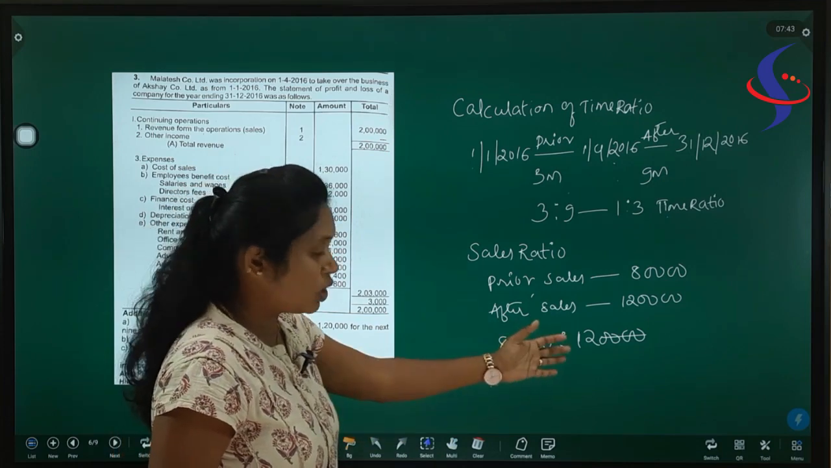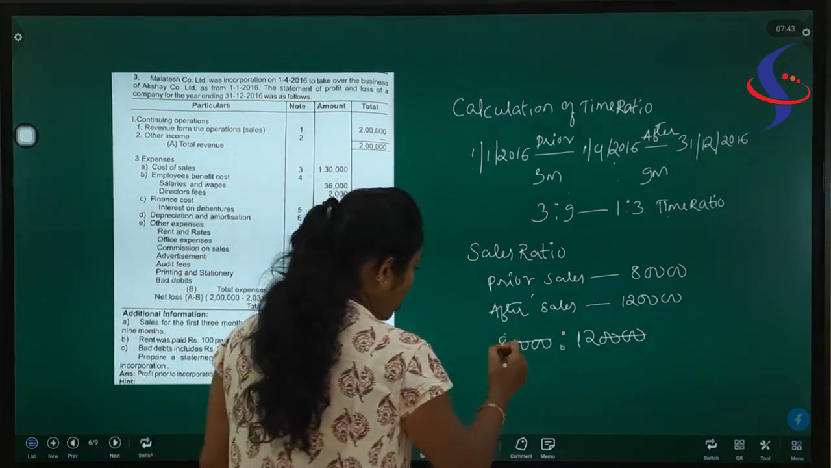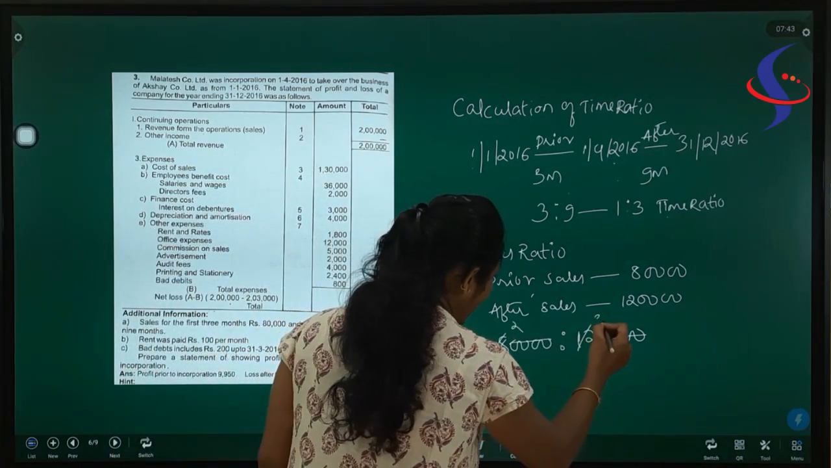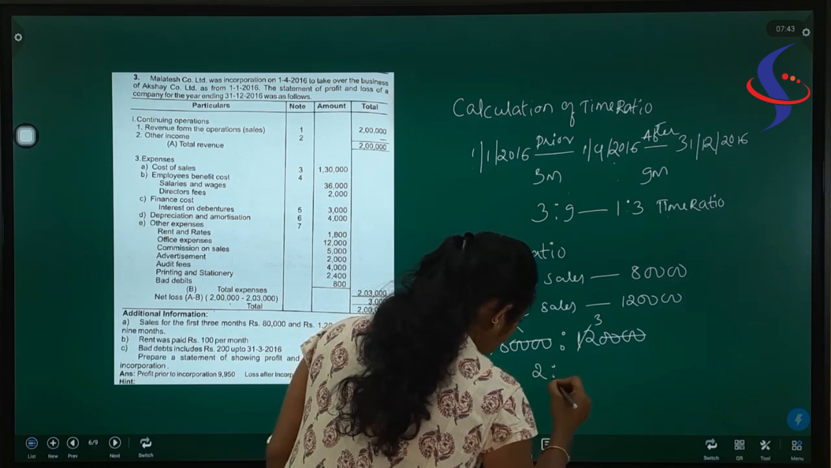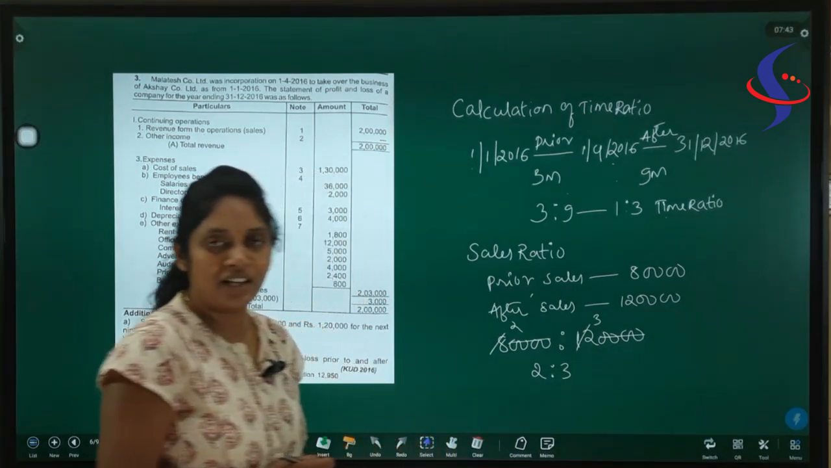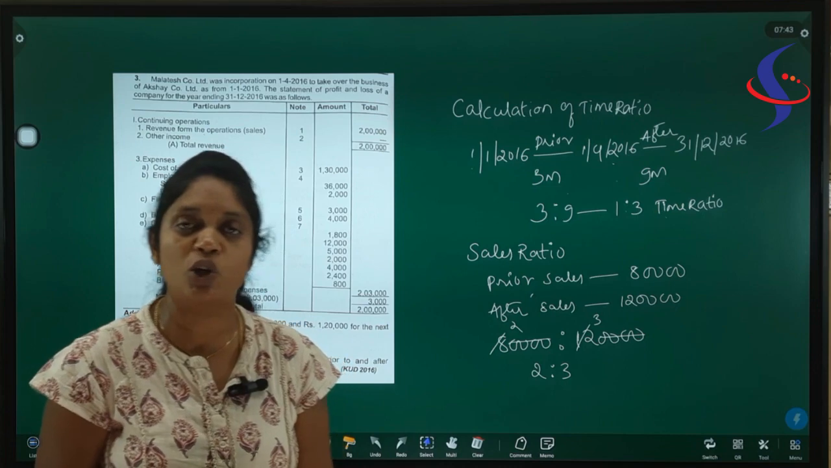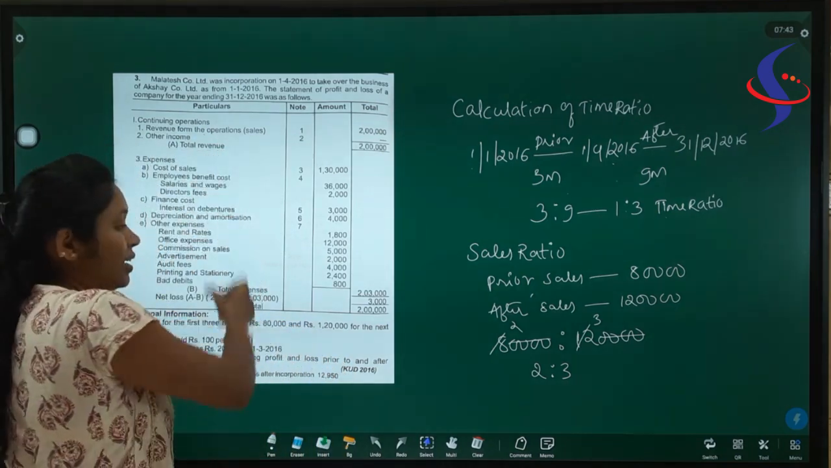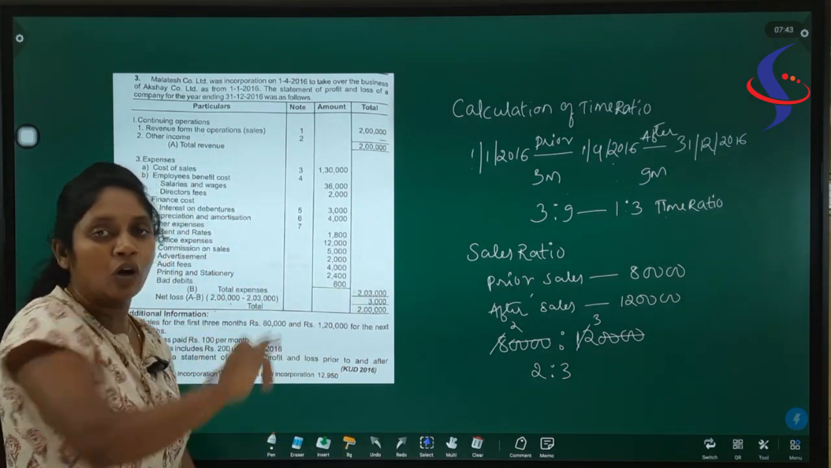We can divide these two numbers using the 4 table. 4 twos are 8 and 4 threes are 12. 2:3 is your sales ratio. We are going to use the sales ratio to divide expenses and incomes which are totally depending on sales.